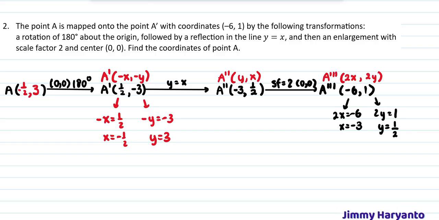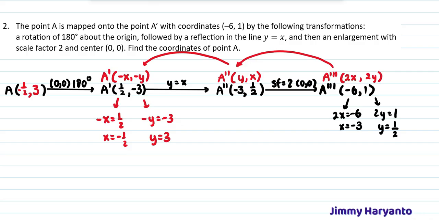There you go. This is how you solve these problems, when the question gives you the image, and then you have to find the coordinates of the original point. So basically you only have to reverse the process. You will start from the final image, and then find the image before the final image, and then find the one before that one also, and then you'll have the original points.